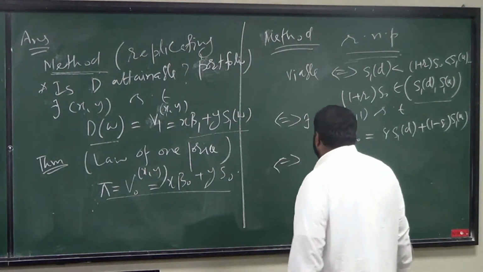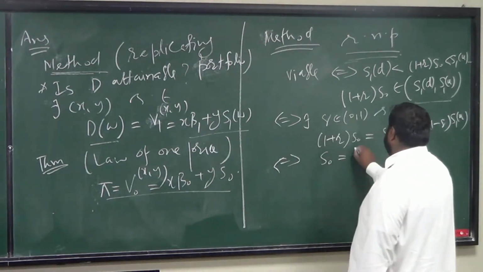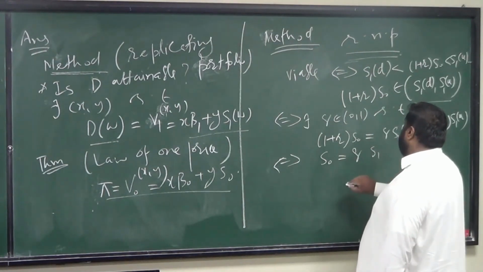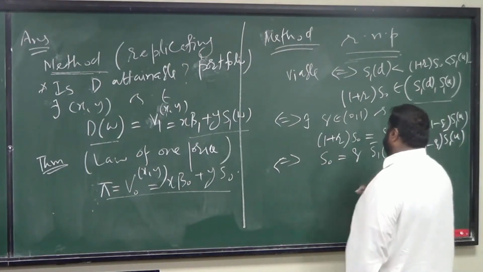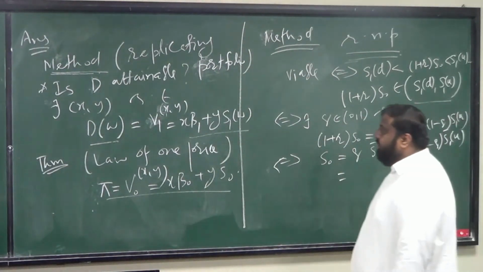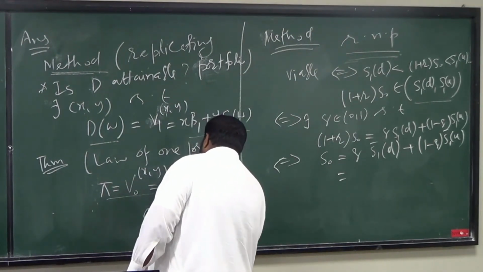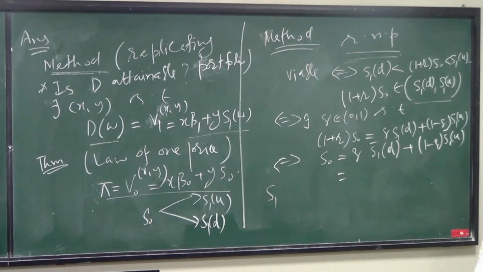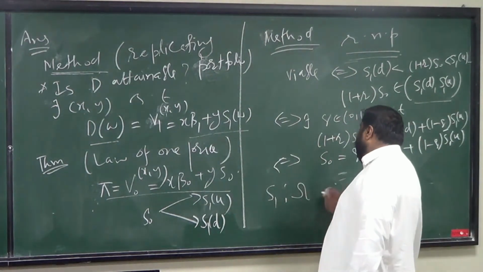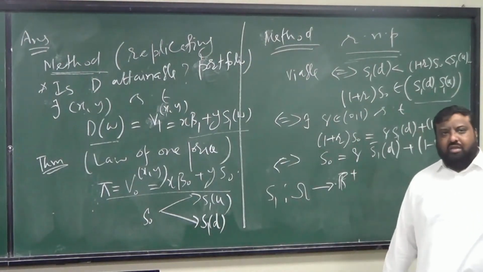And this is true if and only if I can write S naught as Q S1 bar of U plus 1 minus Q S1 bar of D. And what is this now? If you see the model, it's like S naught, S1 U, and S1 D. For me, S1 is a random variable. It's a map from omega into R plus.